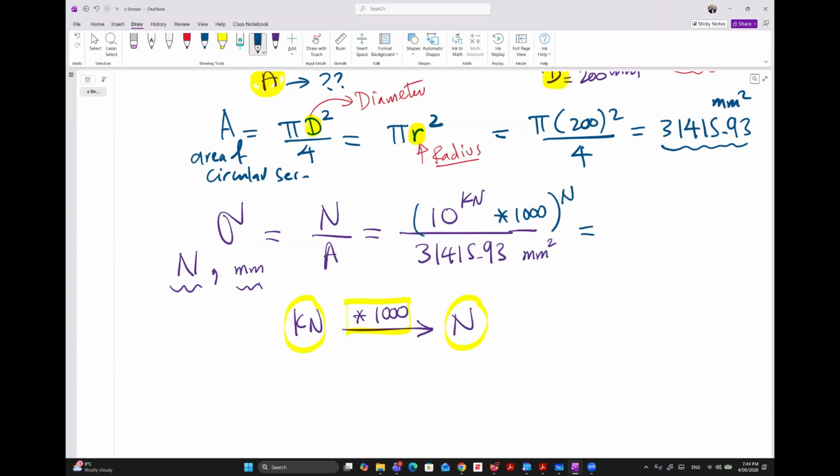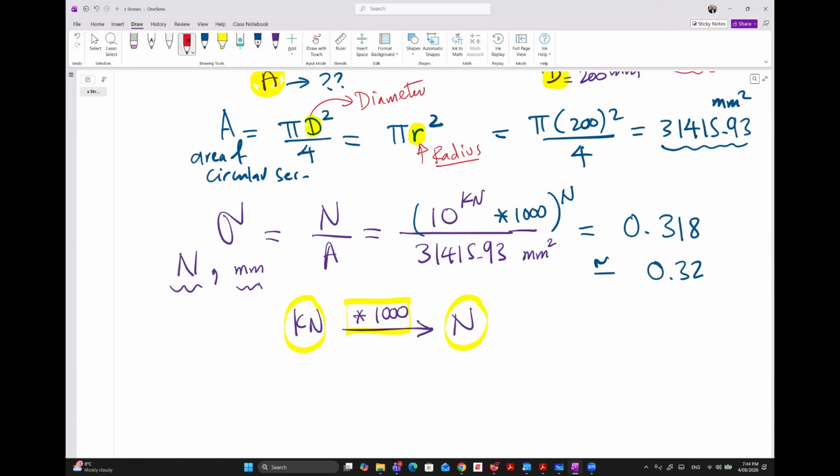So now the final answer, or the stress, will be 10,000 divided by 31415.93. So it becomes 0.318. To two decimal places, it becomes 0.32. What is the unit for this stress?